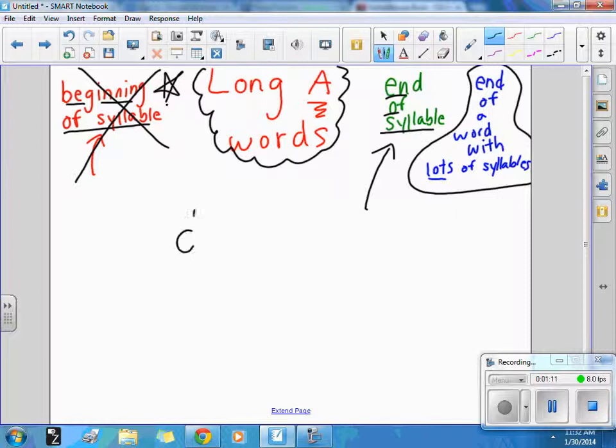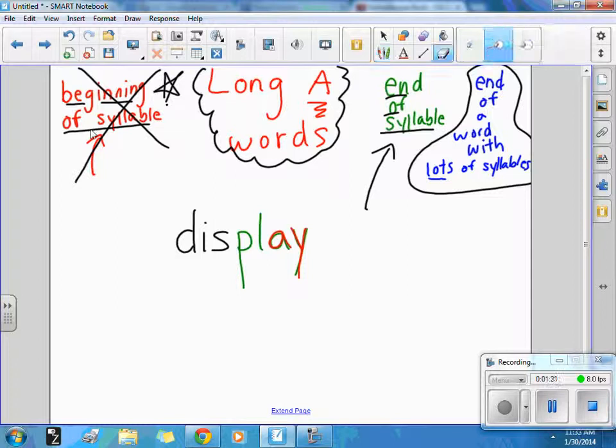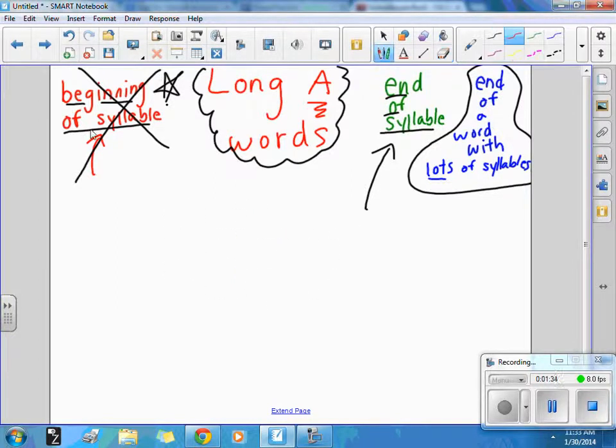You've got a beginning, dis, and then you've got an ending. It's a word you probably know really well. Play. Display. It means to show something. I put my writing on display. You hear that long A sound right at the end, and again, A is hanging out with a Y. They like to do that. Go ahead and erase.